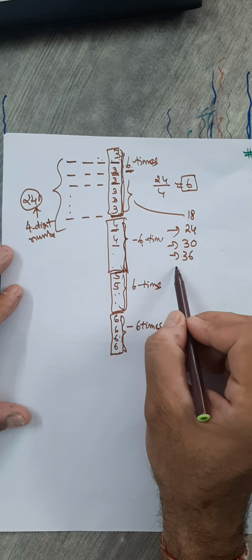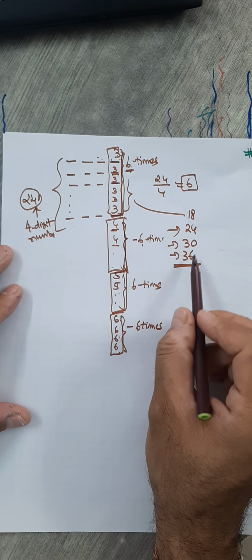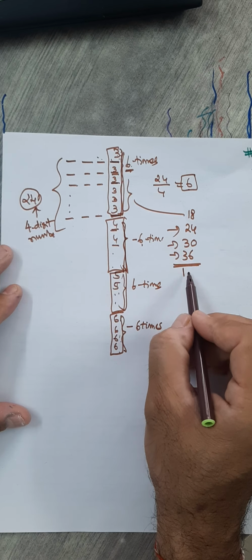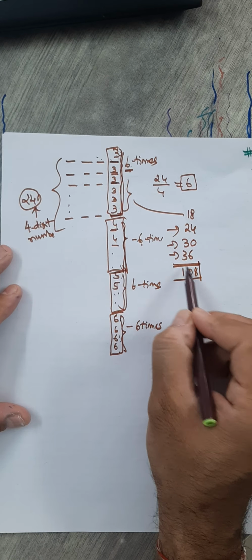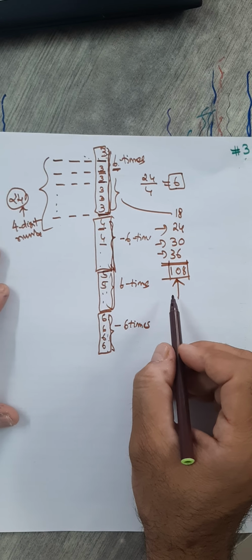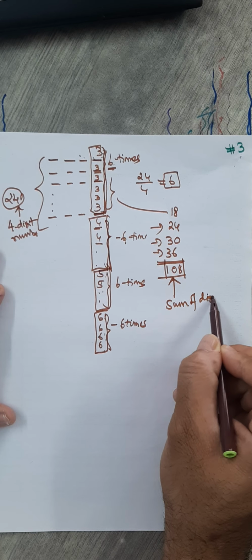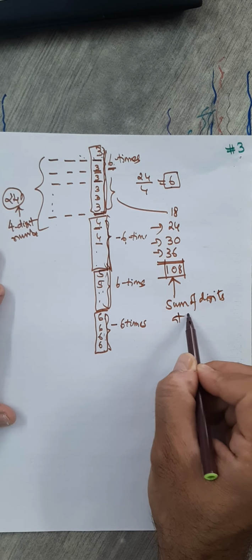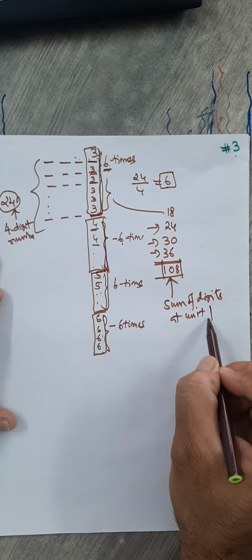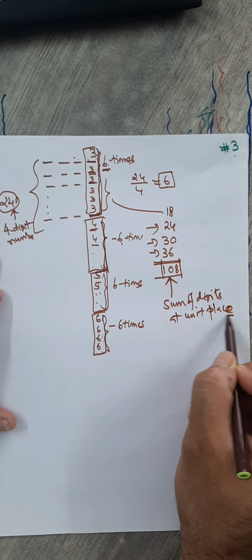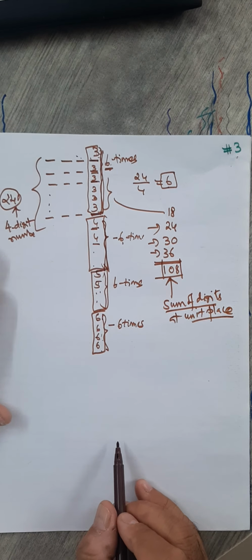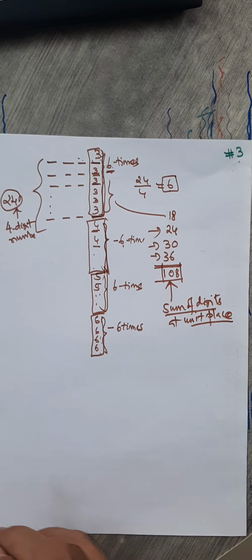That's the question. Now you add this. If you add this, you will get here 108, right? This is the sum of the digits at the unit place. Sum of digits at unit place. This is the question. I hope the question is clear to you. Sum of the digits at the unit place, which is nothing but what?